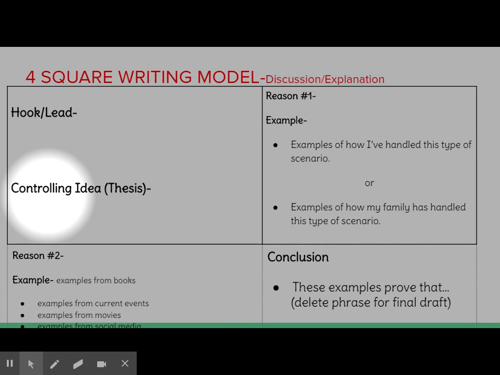The state of Texas calls this the controlling idea. It's basically your stance on the topic. It's basically a sentence or 2 that tells the reader where you stand on a certain topic and what your paper is going to be about.